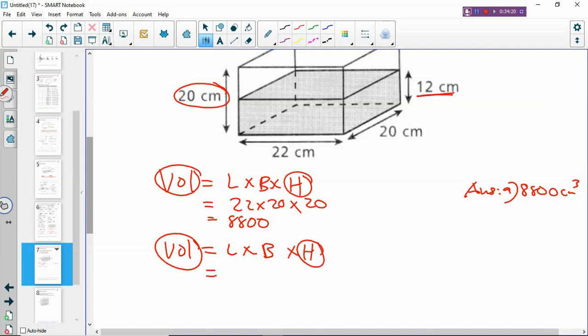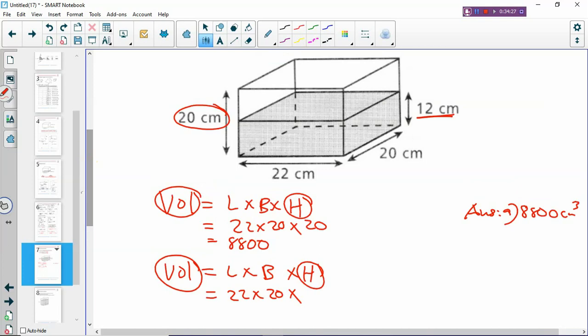Alright, so what's the length? The length will be 22 times 20 times the height of the water, which is 12 cm. And then you can work out. So 22 times 20 times 12, and you will get 5,280 cm cube.